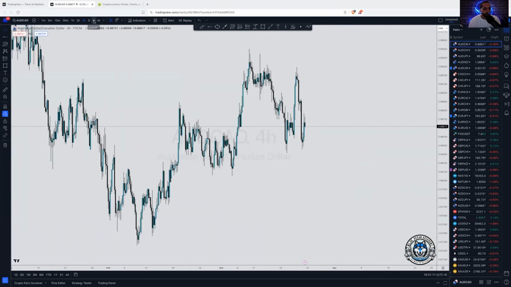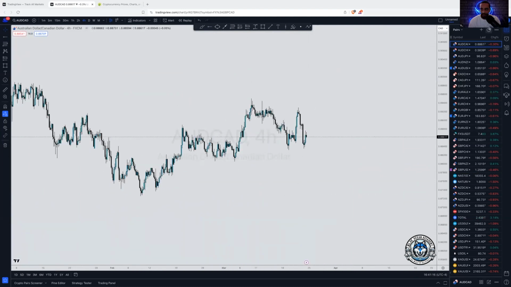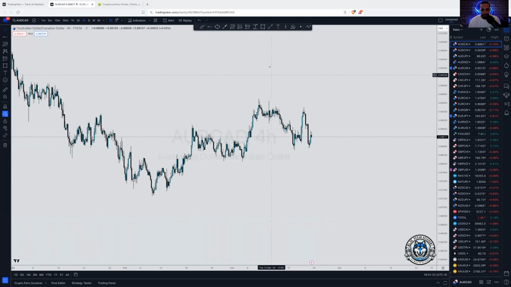So what I'm gonna do now is take a look on the H4. I'm gonna go through the pairs that look clear to me on H4. Right now, this is pretty much pretty choppy.